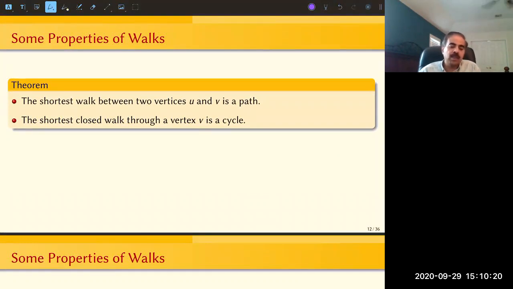The shortest walk between 2 vertices is a path, because if you revisit the same vertex more than once, that means you are unnecessarily going in a circle. So you avoid that, and then you will get to your path. Okay, and just extending that, a shortest closed walk through a vertex is a cycle, right? Because again, if it's not a cycle, it must be a walk that visits a vertex more than once, which means it's doing unnecessary work.